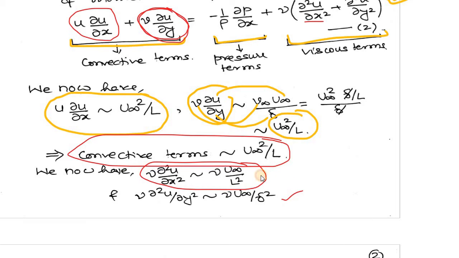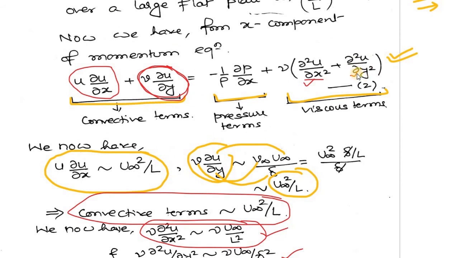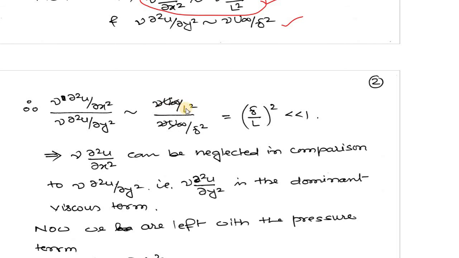Now we want to study how these two terms behave with respect to each other. So we find the ratio of the order of magnitude of del square u del x square and del square u del y square. The ratio is nu u infinity by L square over nu u infinity by delta square, and this gives you delta by L whole square. And we have already assumed that delta by L is very small because we want to study the boundary layer region, which is very thin.